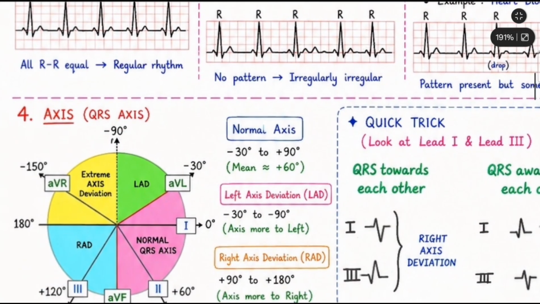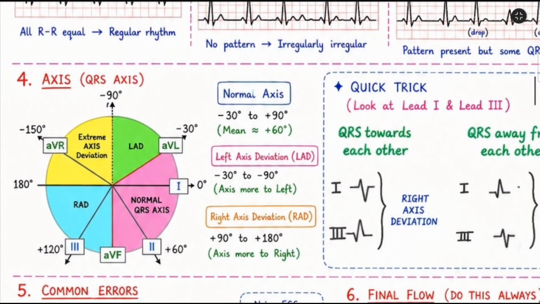Now let's determine the QRS axis. The axis tells us the overall direction of ventricular depolarization. There are 4 major categories. Normal axis lies between minus 30 degrees and plus 90 degrees, with an average of approximately plus 60 degrees. Left axis deviation lies between minus 30 degrees and minus 90 degrees. The electrical axis shifts more towards the left. Right axis deviation lies between plus 90 degrees and plus 180 degrees. The electrical axis shifts towards the right. Extreme axis deviation lies between minus 90 degrees and minus 180 degrees. This is also called the northwest axis.